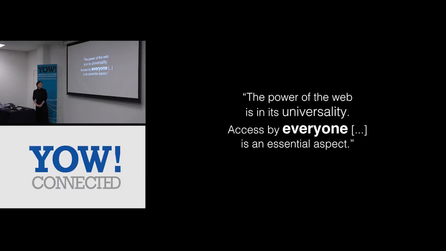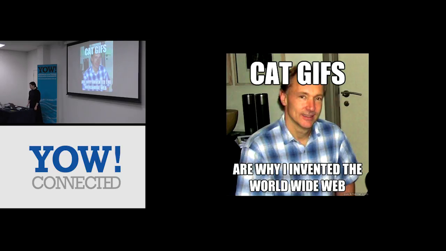So, a famous person once said, the power of the web is in its universality. Access by everyone is an essential aspect. The person who said this is a pretty famous person, Tim Berners-Lee. You may have heard of him. Kind of invented the internet. Little did he know that the power of the web is largely in pictures and videos of cats.